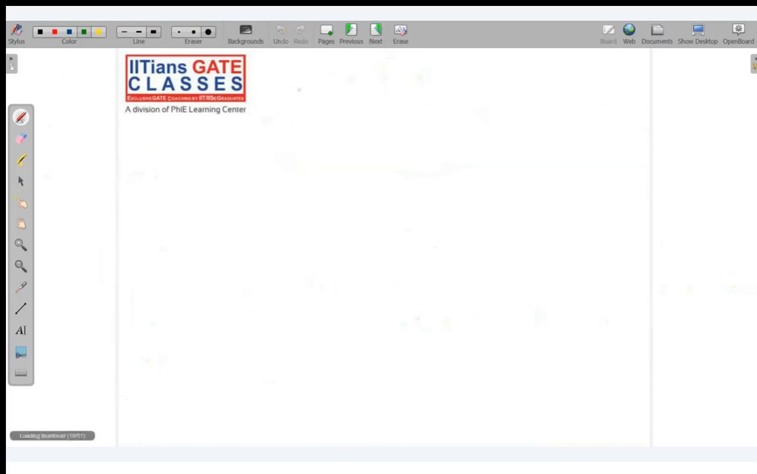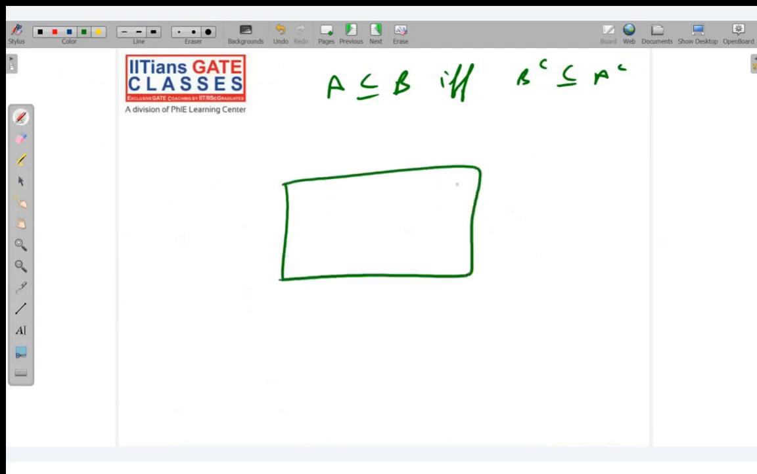Okay. So A is a subset of B if and only if B complement is a subset of A complement. So it's reversed. If A is a subset of B, then B complement will be a subset of A complement. How will you prove it? Say this is your universal set. A is here and B is here. Only then will you say A is a subset of B.